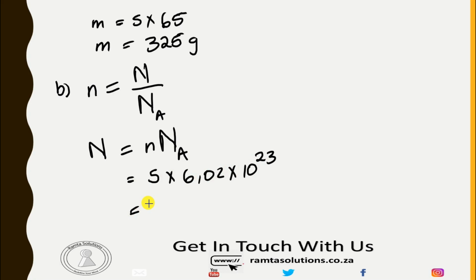It is 3,01 times 10 to the 24. The question was saying we must calculate the number of atoms, so the particles we are referring to are atoms. So 5 moles of zinc have 3,01 times 10 to the 24 atoms.